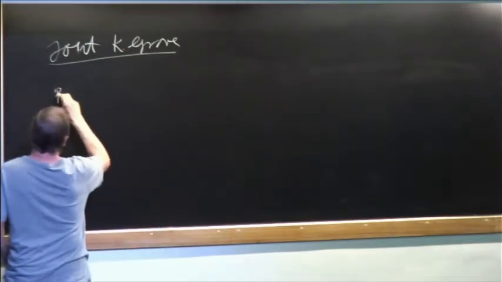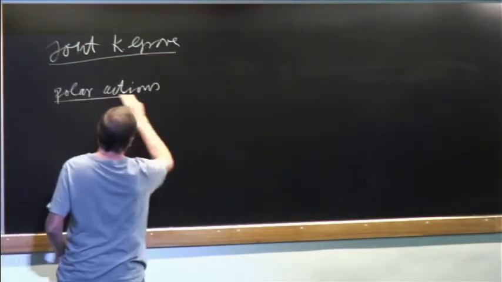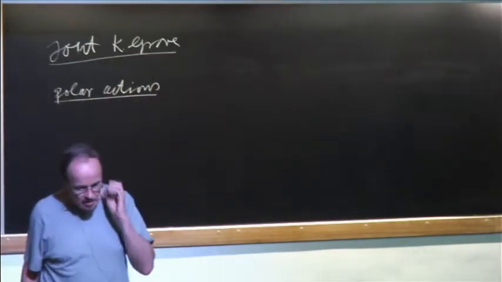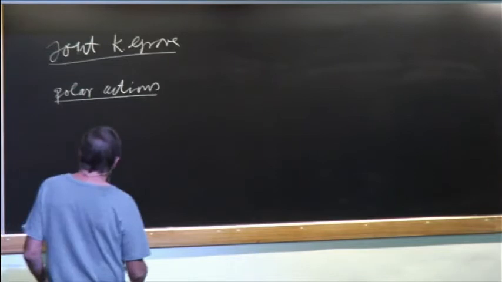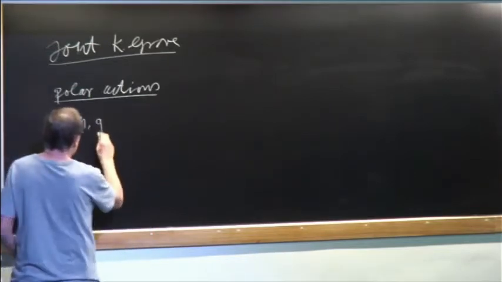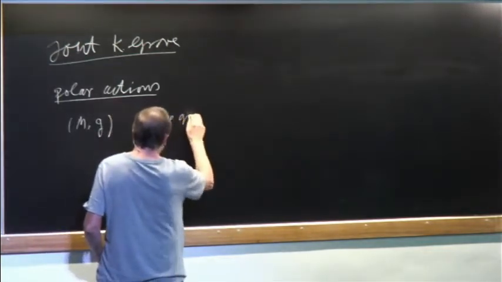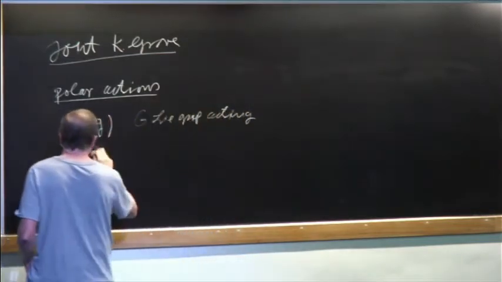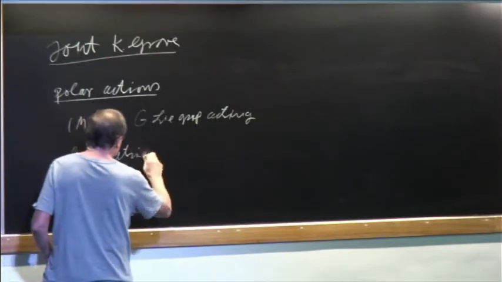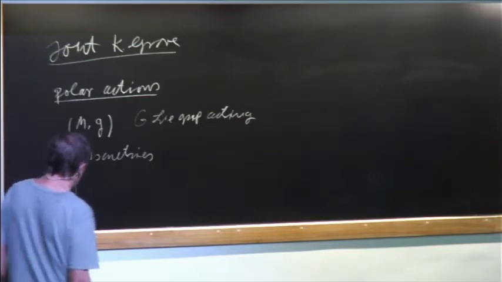Okay. So what I want to talk about is what are called polar actions. Let me first define what they are and give some examples and some motivation for where they come from. So first the definition. I have a Riemannian manifold M with metric g, and a Lie group G acting by isometries in the given metric. Neither M nor G has to be compact, but it should act by isometries.